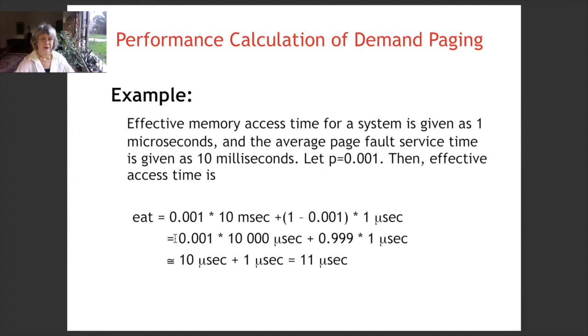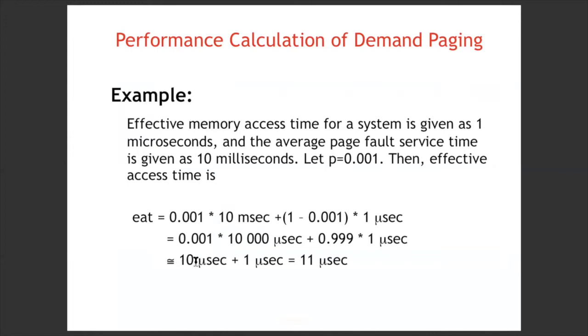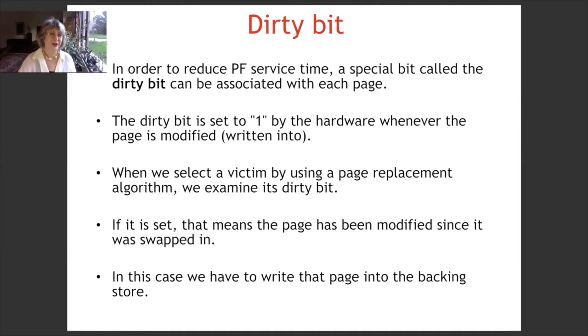So we have to convert this millisecond to microsecond, so multiply by 1000, plus here 1 minus 0.001 is 0.999. This can be approximately taken as 1. So we have here 10 microsecond for the page fault case plus 1 microsecond for the no page fault case. Totally it makes 11 microsecond. Notice that for page fault service, most of the time is spent for swap out and swap in operations.